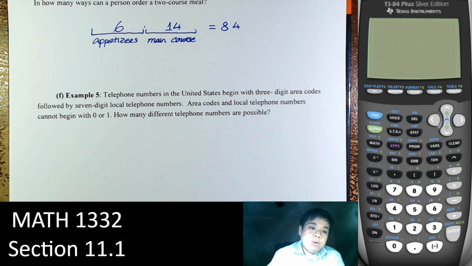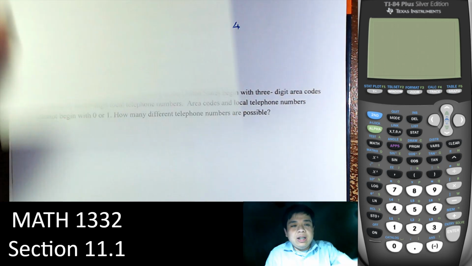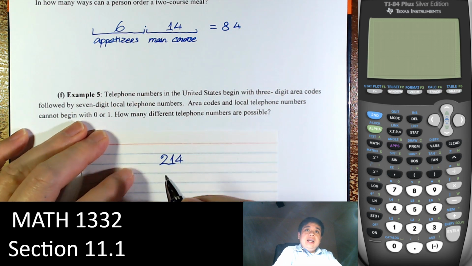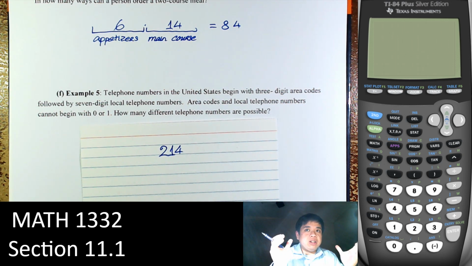Next. Telephone numbers in the United States begin with 3-digit area codes, followed by 7-digit local telephone numbers. The area code and the local telephone number cannot begin with 0 or 1. How many different telephone numbers are possible? The problem is very simple. I just want to discuss a nice fact about this. We know that the area code of Dallas is 214, and I bet if you look at something like 213, the smaller the number is, it tends to be from a bigger city.